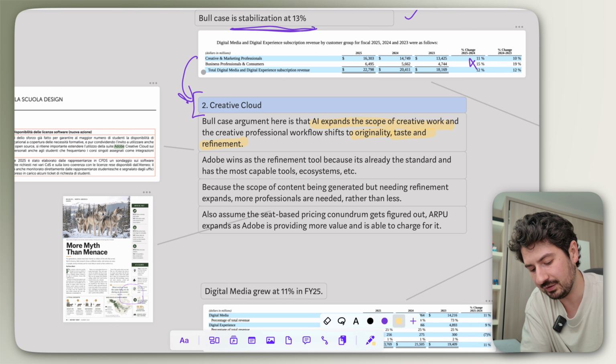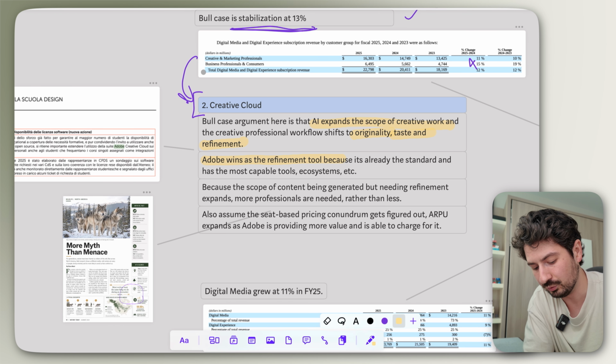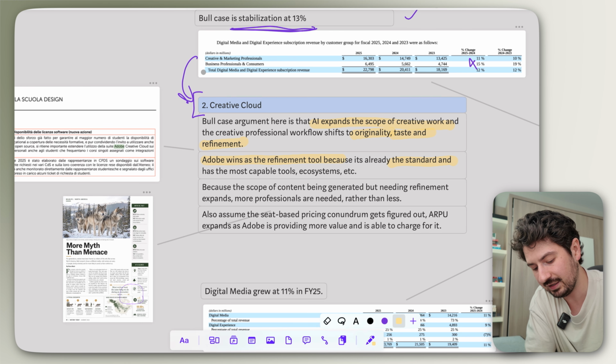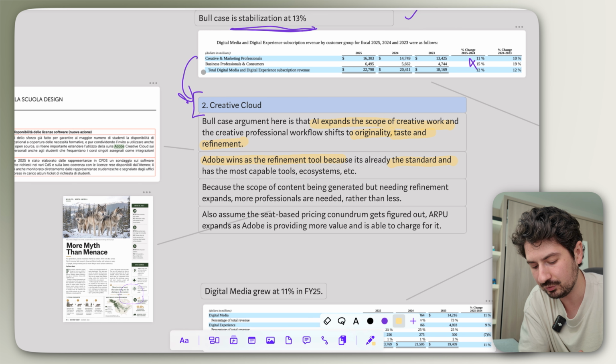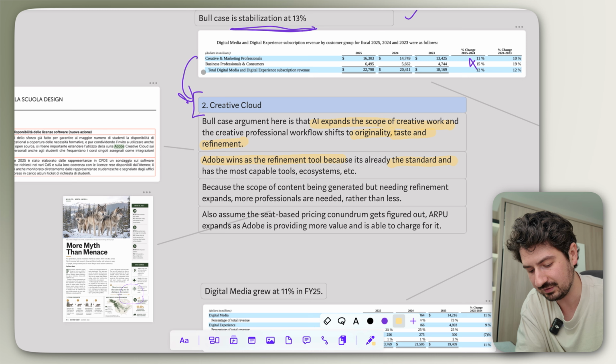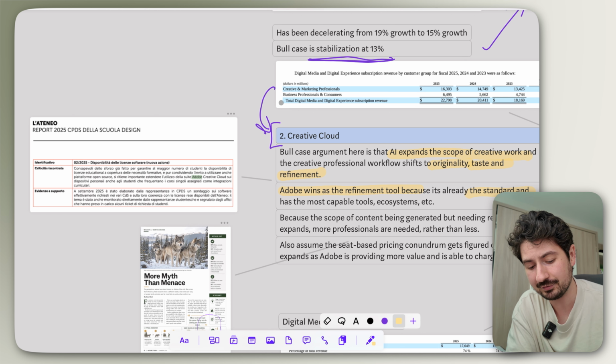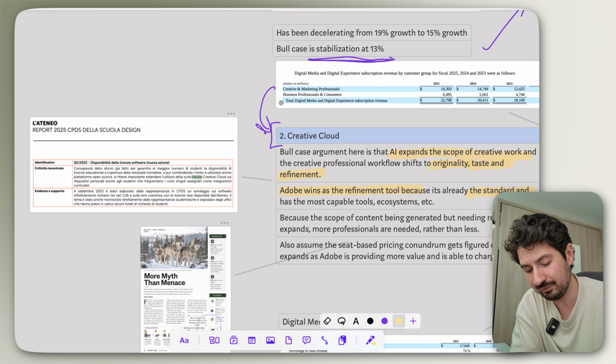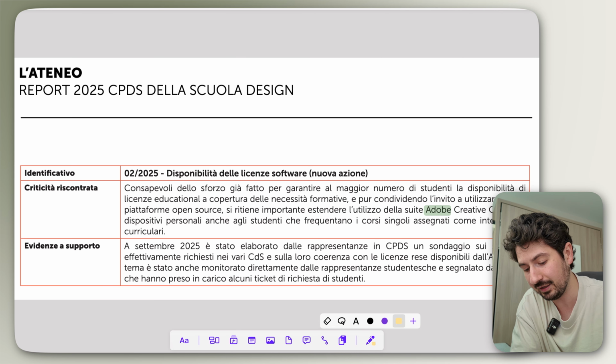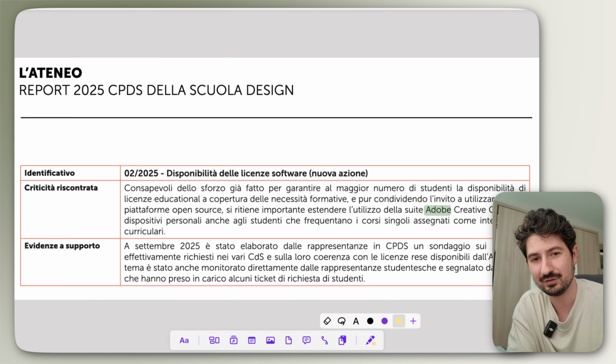Our bull case here is that Adobe wins as that tool because it's already the standard, it has the most capable tools, and the fleshed out ecosystem. Don't forget, we went and we looked at schools from all over the world, and they're still teaching Adobe tools in their classroom. So this is pretty reasonable. There's no reason to believe Adobe is losing ground as the industry standard creative tool. In fact, this Italian school from Milan even has their students writing to the school basically saying that we need more Adobe focus.